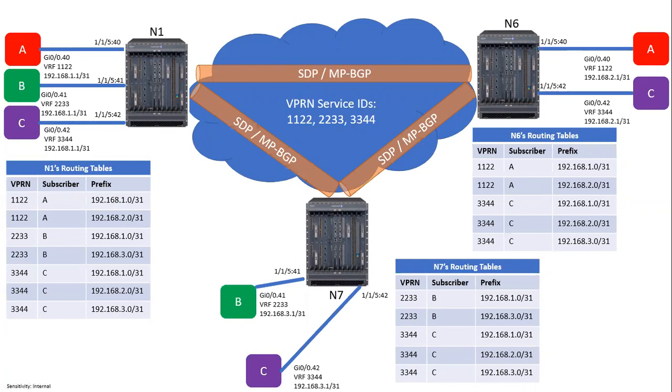But the thing to notice about all the subscribers in general is that although they connect to different SAPs on the PE router, they're all going to share the same addressing scheme. So within each particular VPRN on the PE router, our interface is going to be numbered, for example, on N1, 192.168.1.0 for our SAP, and then the other end of that point-to-point is going to be .1 that we configure on our CPE.